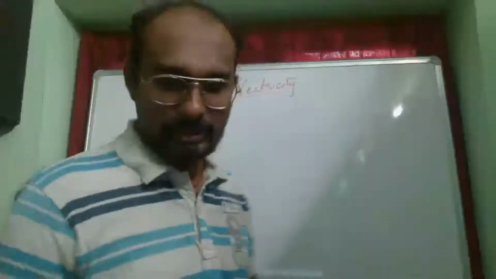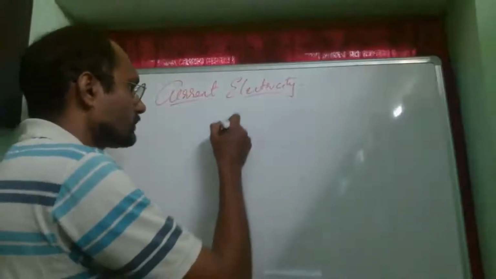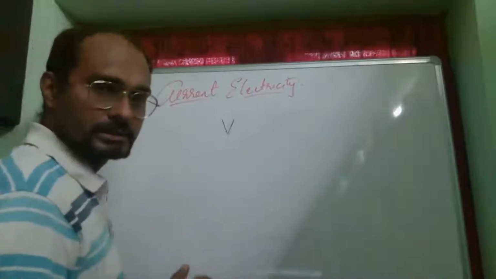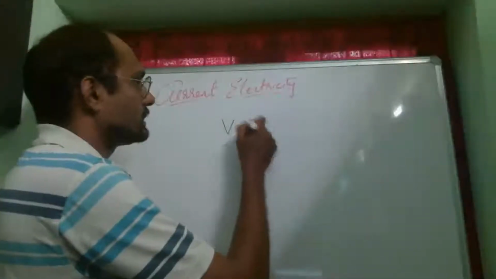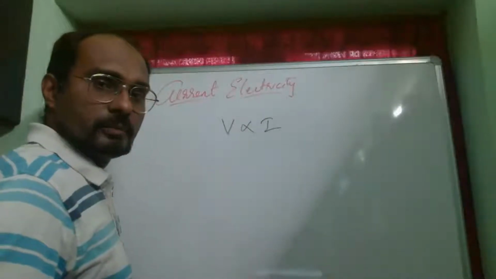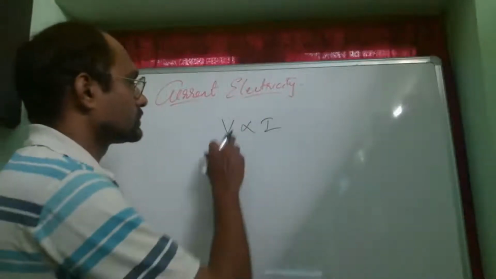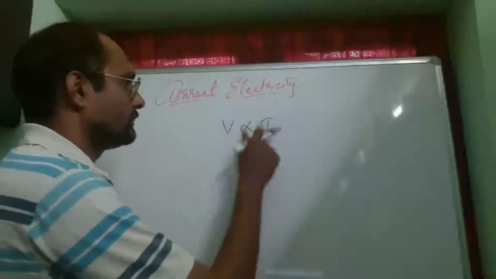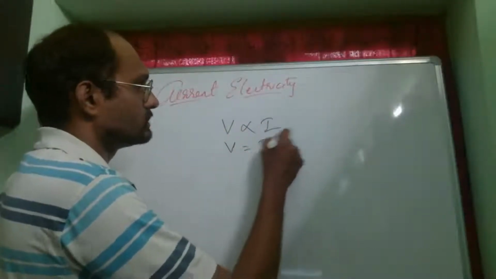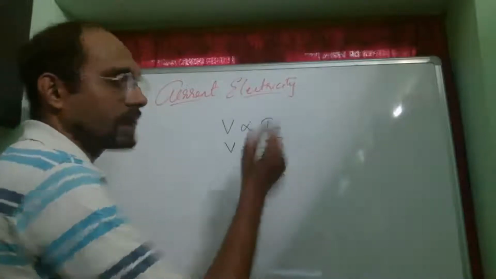The same thing is applicable here also. If V, that is the voltage or the potential difference, is more, it is directly proportional to the current. That means the current also will be more. Now, to get rid of this proportionality, I multiply with a constant, that is V is equal to I into R. Now, what is this R?